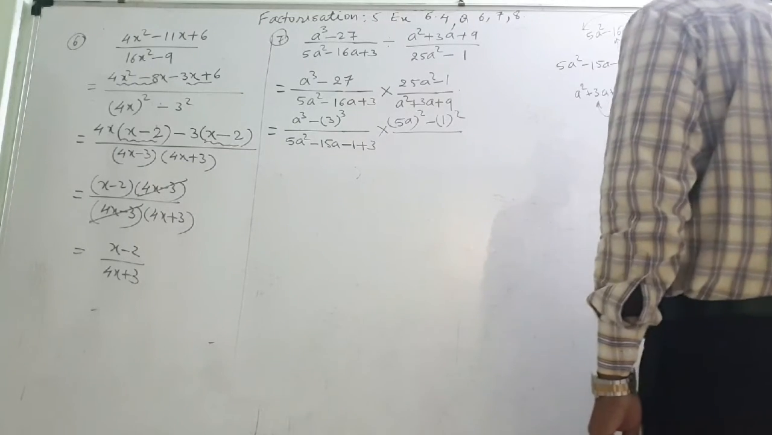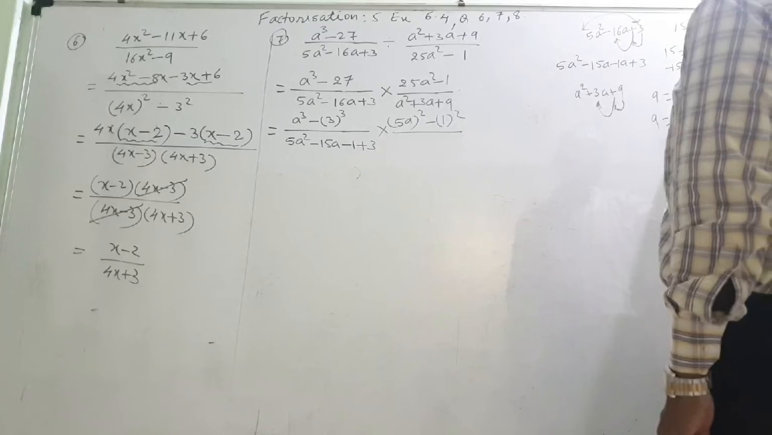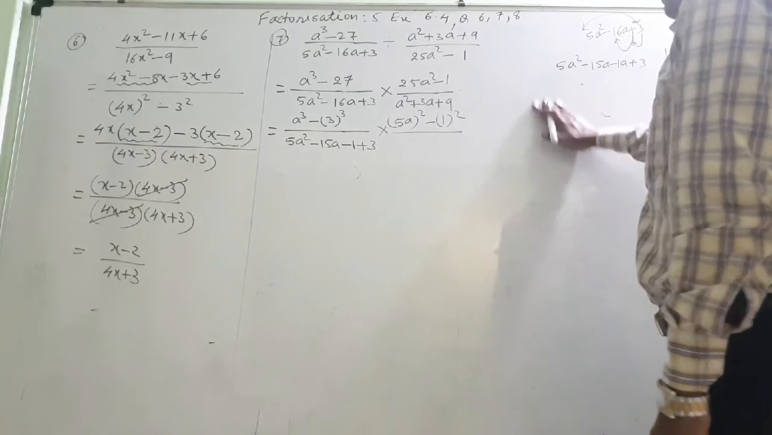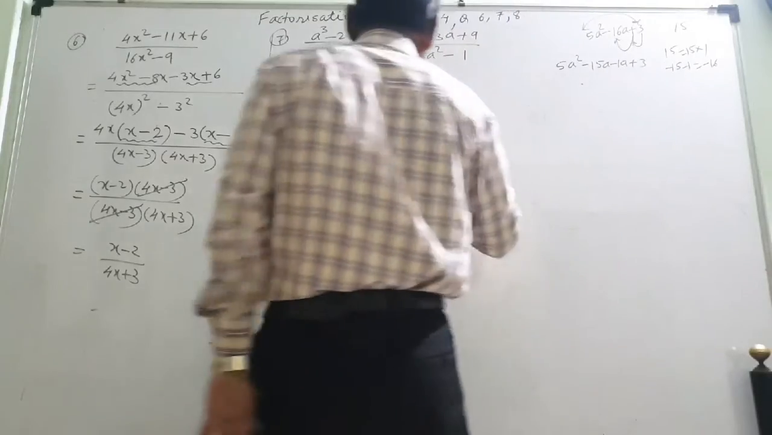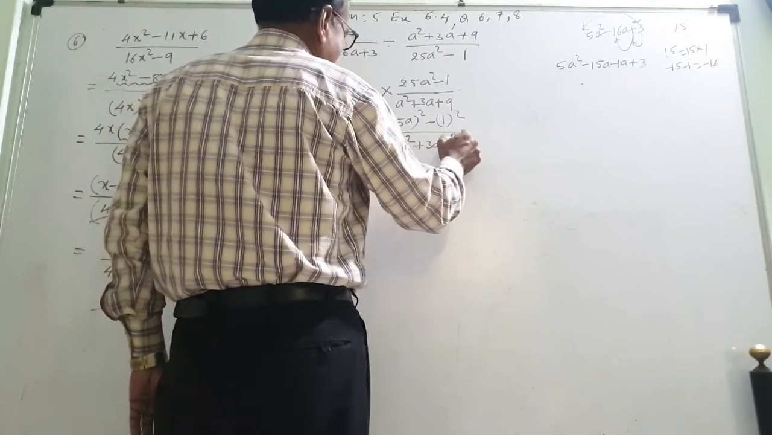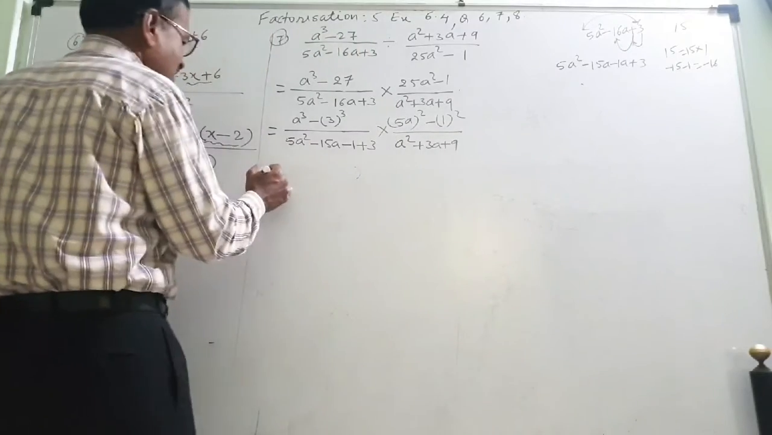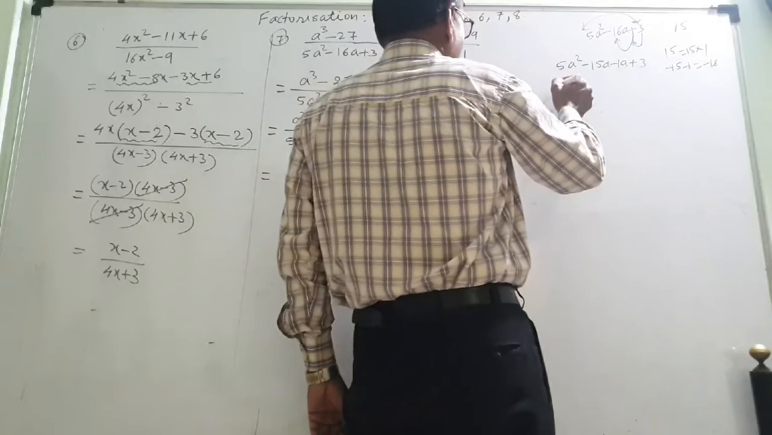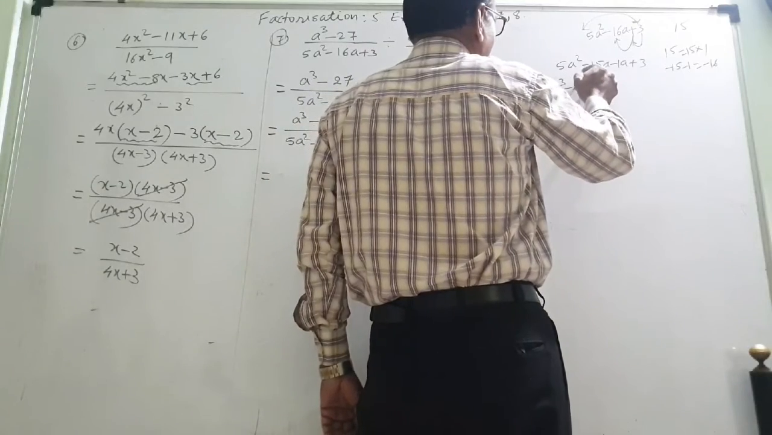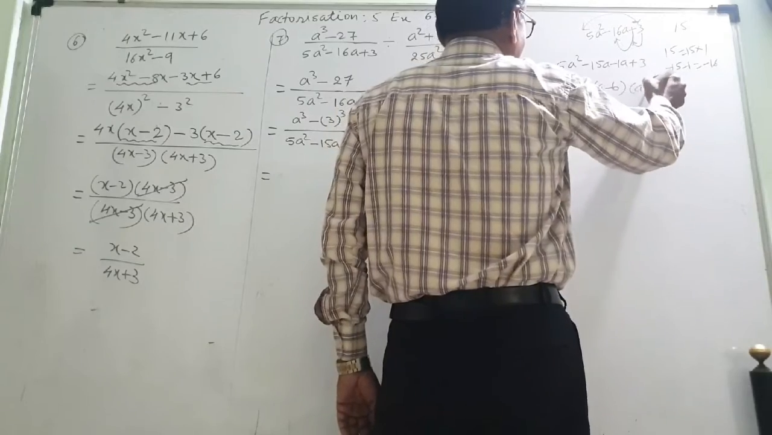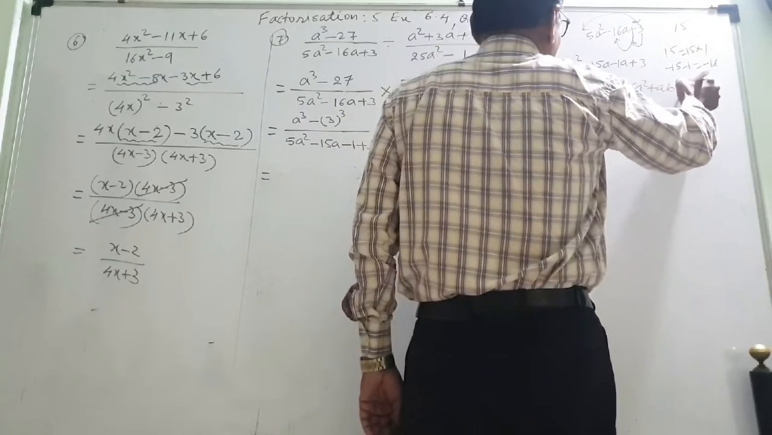9 plus 1 is 10. Or 9 factors are 3 into 3, 3 plus 3 is 6. So this is not possible at all. So I will not do anything. So a square plus 3a plus 9 stays as it is. Now the a cube minus b cube factors: a cube minus b cube is equal to a minus b into another bracket a square plus ab plus b square.